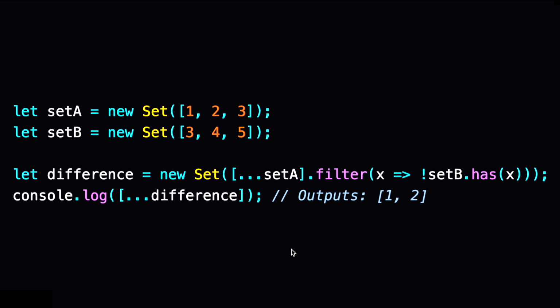The difference of two sets is a set of elements that exists in the first set but not in the second set. So you can get the difference of two sets by filtering the first set for elements that do not exist in the second set.